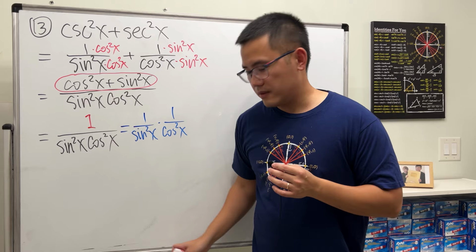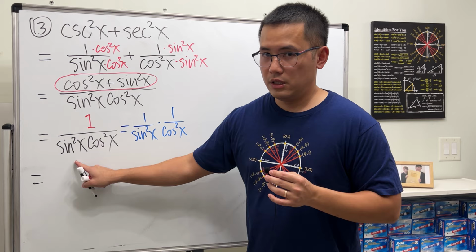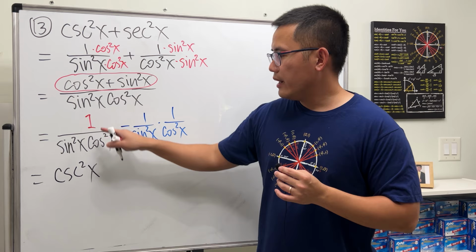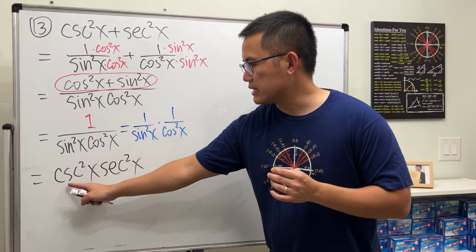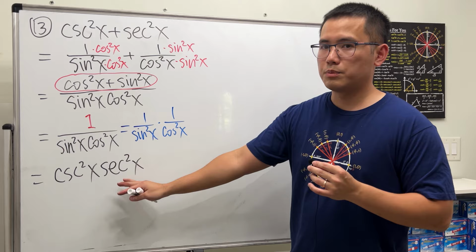And the reason that we do this is because 1 over sine squared gives us cosecant squared x. 1 over cosine squared, that's secant squared x. And we can legitimately do this, it's because this part gives us that, this part gives us this. It's just multiplying. So we can split the fraction and still multiplication.